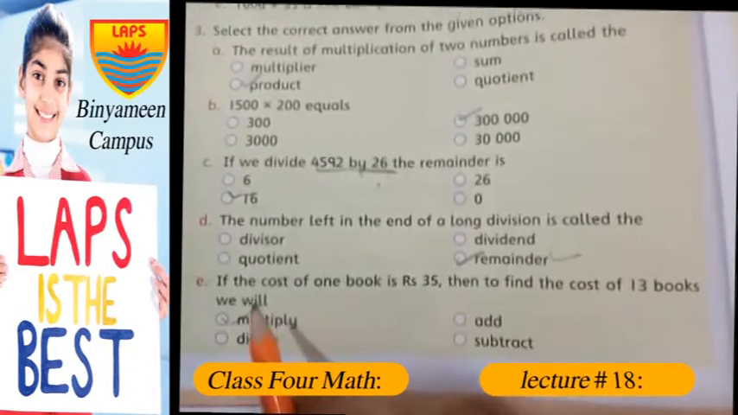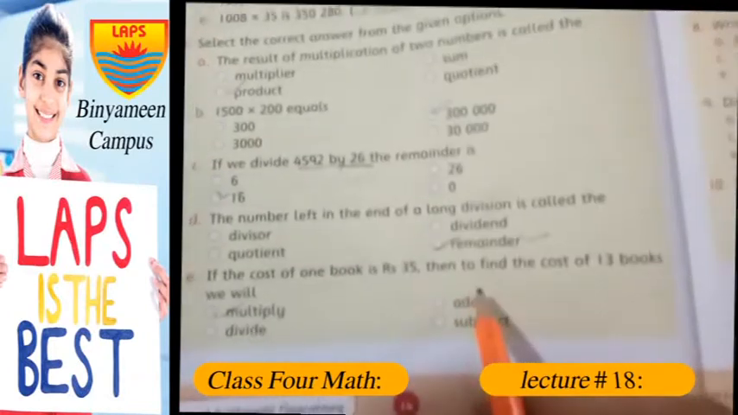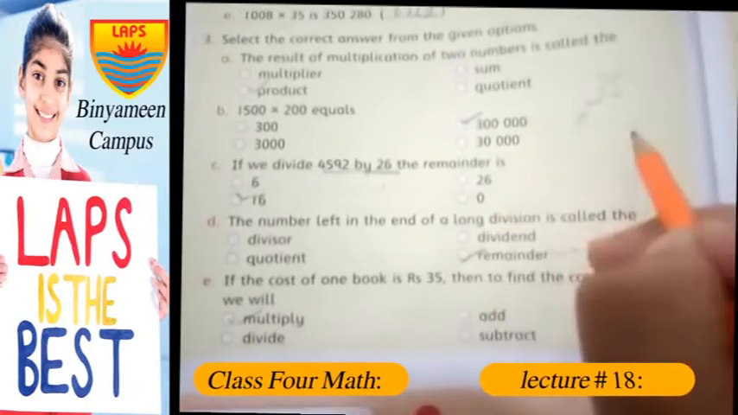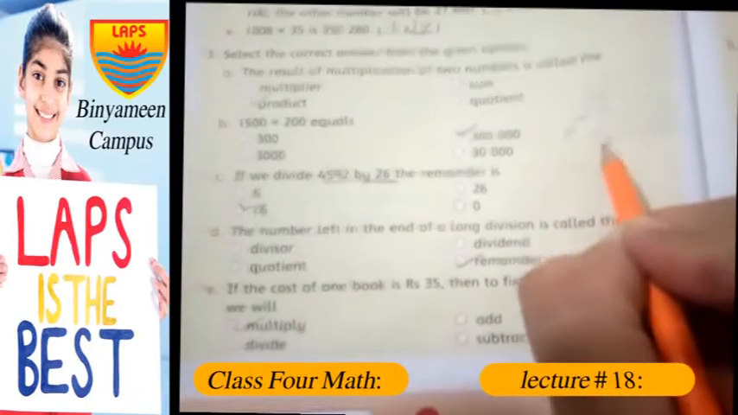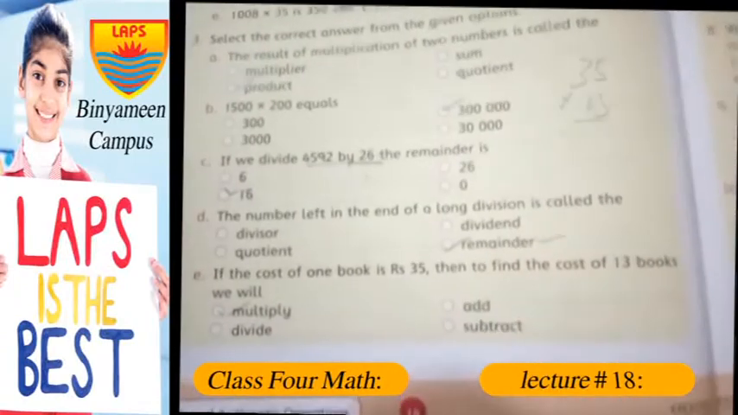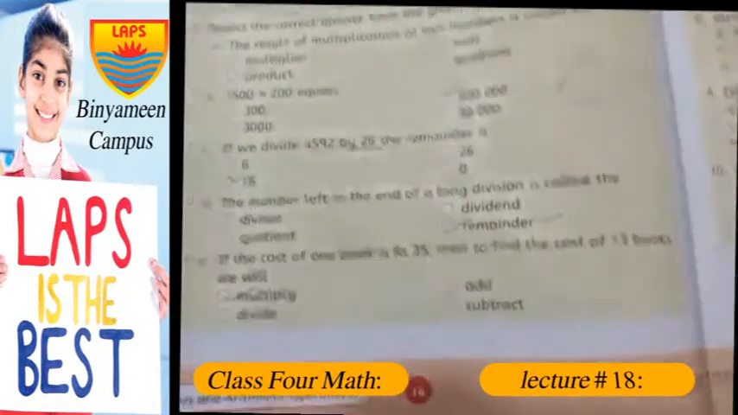If one book costs 35, then to find the cost of 13 books, 35 will be multiplied with 13, and the answer... he asks us which operation will be performed. Multiplication operation will be performed here to find the answer.